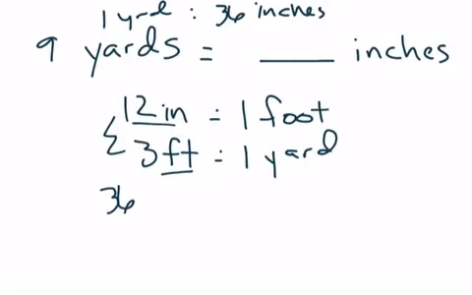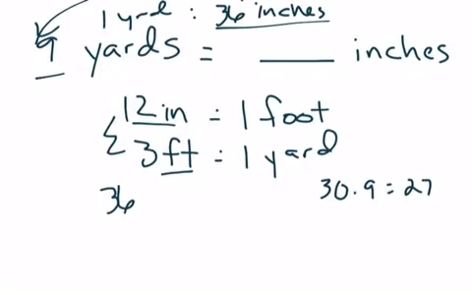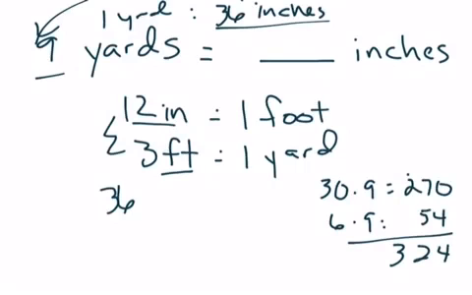So if I can figure that out, then I can figure out how many are in 9. Because all you do is take the 36, multiply by the 9 over here, and you're going to get your answer. So I know that 30 times 9 is 270, and I know 6 times 9 is 54, and you just add them up, and you're going to get 324. So 9 yards is 324 inches.